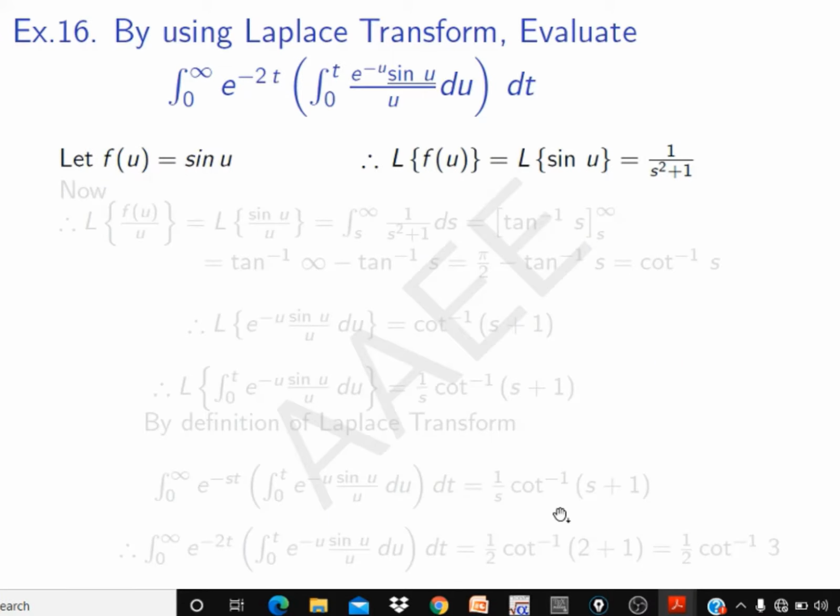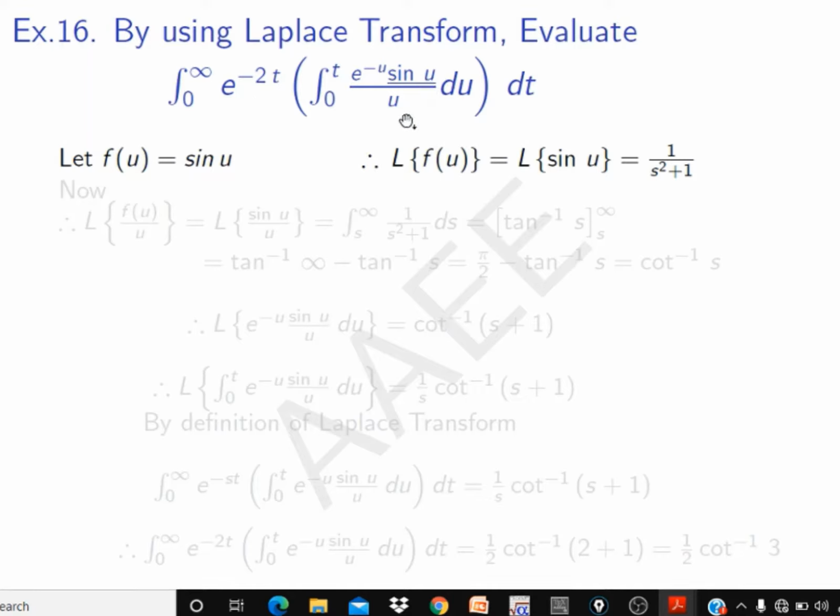Next sum. It is similar to that one, only a little bit changes here. Sine of u: by using Laplace transform, evaluate the integration of e raised to minus 2t. Here, if you apply the Laplace transform definition, we are supposed to take e raised to minus st.